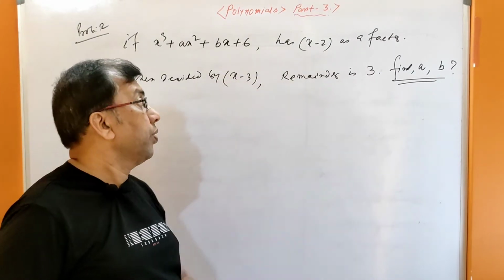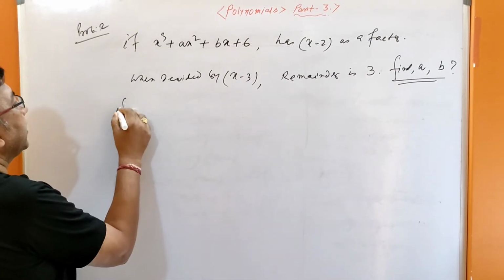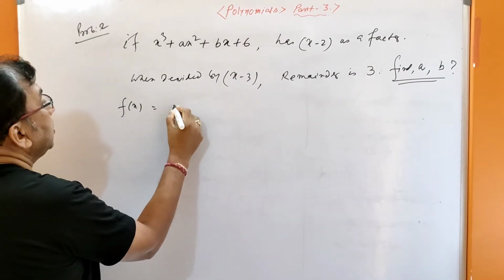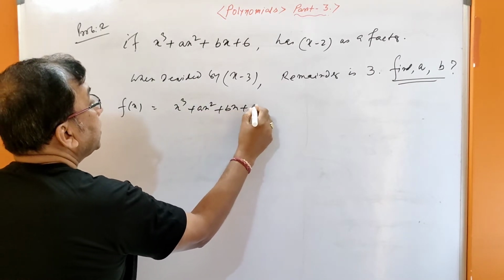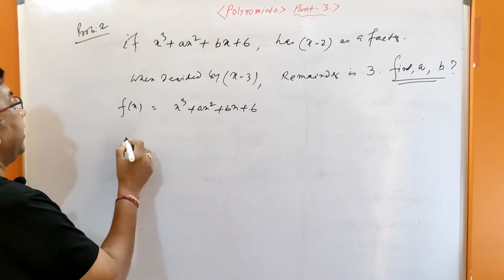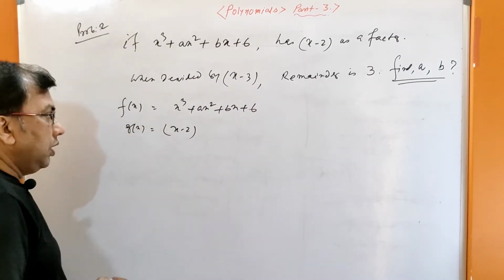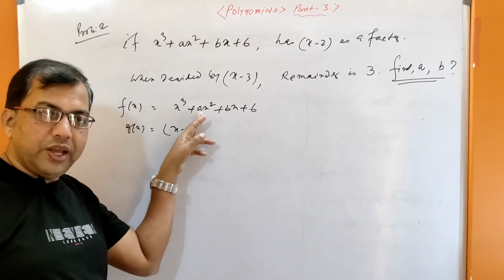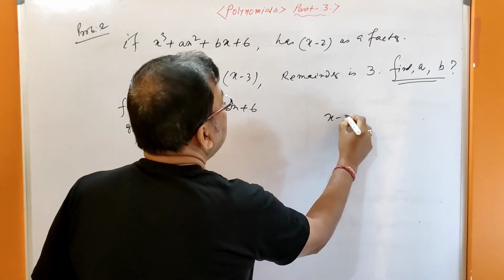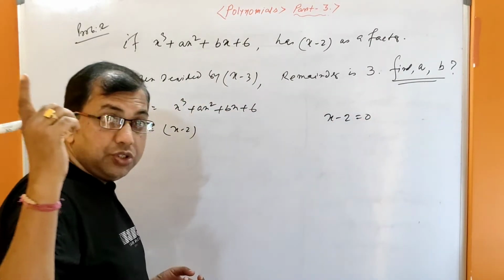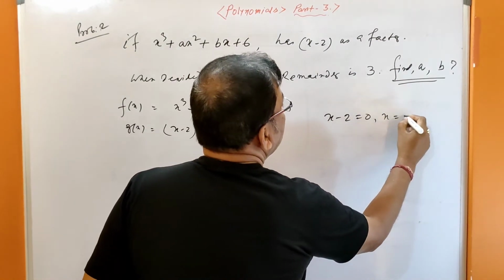This is the question. So first we write f(x) equals x cube plus a x square plus b x plus c, and g(x) equals x minus 2 is the factor. That means this is a factor of this. You know how to do it. That means this equals 0. That means x minus 2 equals 0, so x equals 2.